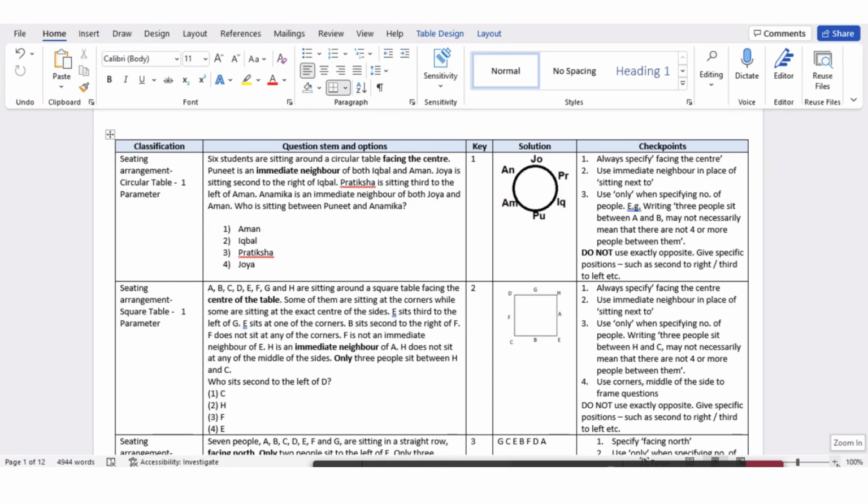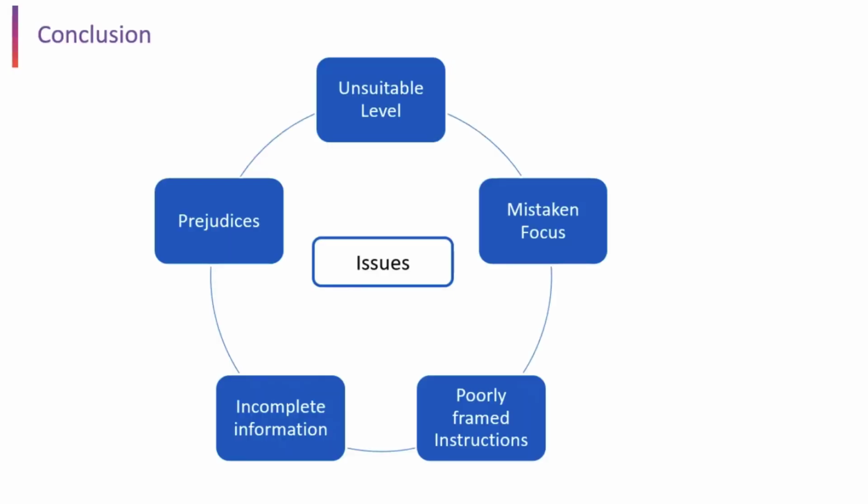Priya, is the Word document visible? I can see some people have queries over here. Yeah, okay. Preeti ma'am, Vandana ma'am, and Sunita ma'am. Sure.